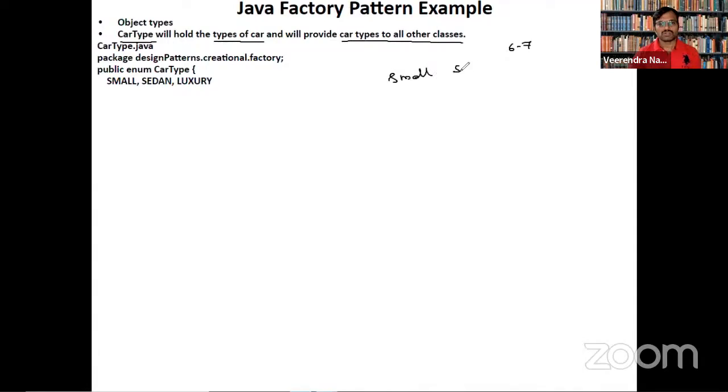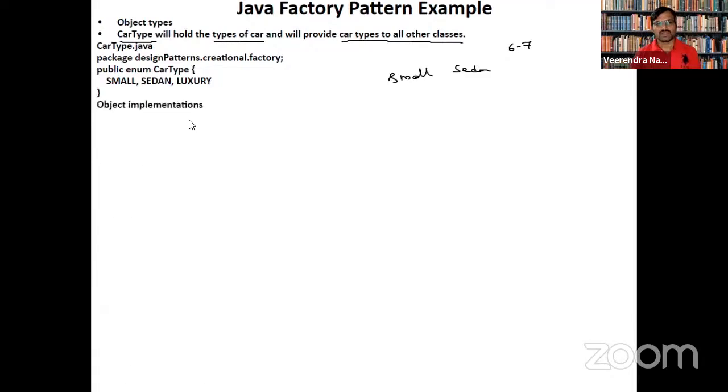Of course, it is under a package, design patterns.creational.factory. What I told you, car type is a Java class which is holding the types of cars. So these are the enumerations, where you have small, sedan, and luxury. These are the three types of cars the car type is holding.